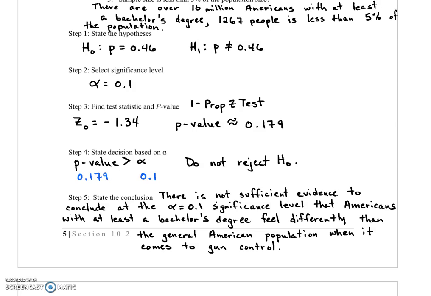There is another example on the next page. You should try to do that one on your own, and I will do it in the next video.